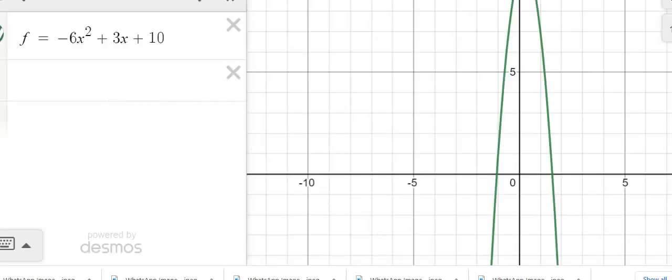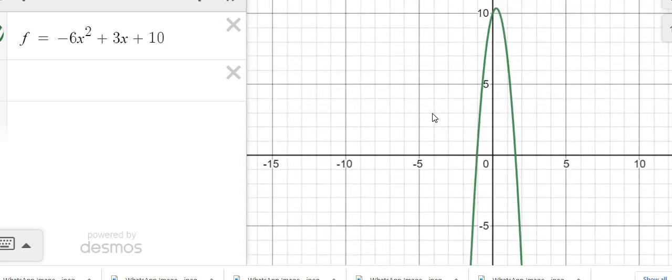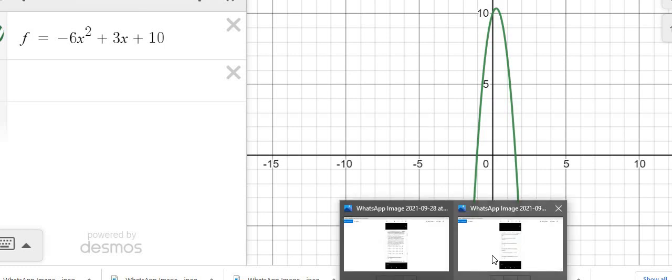Now let's see. I have already prepared this graph. Just look at this graph. You will be seeing that when you take the value of x, which is lying between 0.5 and 1, all the values of y are going to be positive. That's why option C is also incorrect.